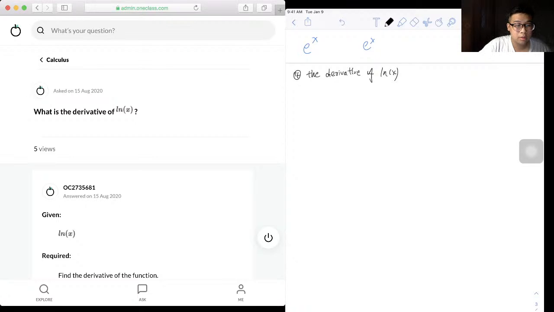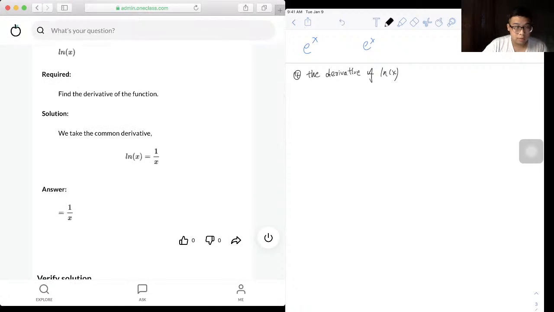Okay. So for this one, according to our formula, we just need to take the common derivative of it, which in this case will be ln x. The derivative of ln x will be 1 over x.